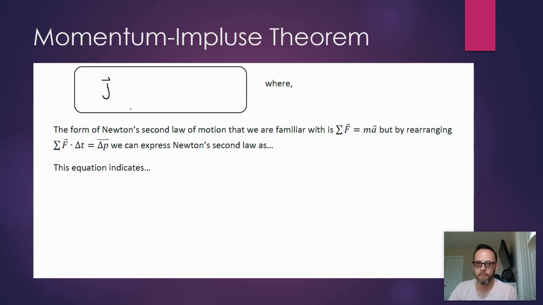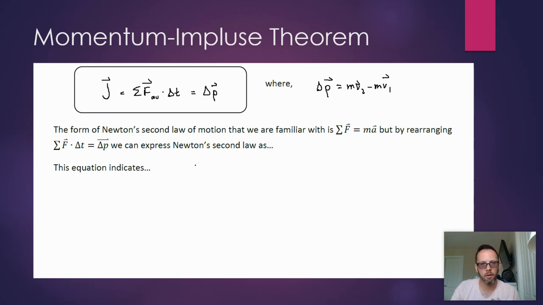Impulse is defined as basically force times time, and it is equal to change in momentum. So you apply a force over a certain amount of time, and it's going to change the object's momentum. That change in momentum is called the impulse. And again, delta P is the change in momentum, the final momentum minus the initial momentum.